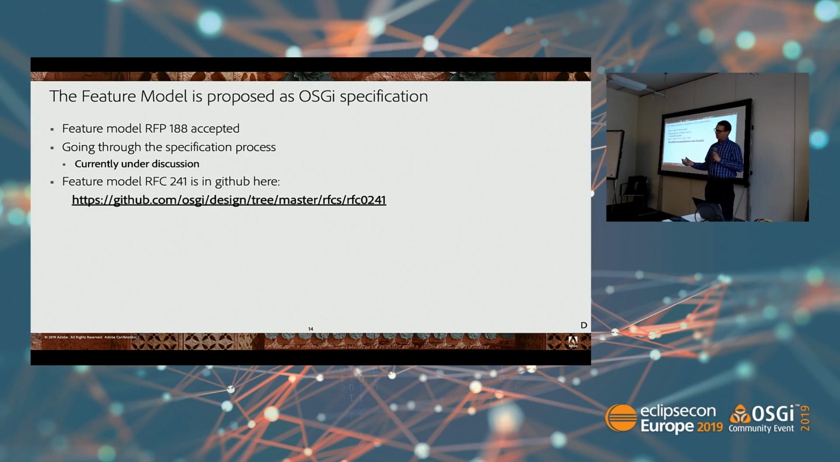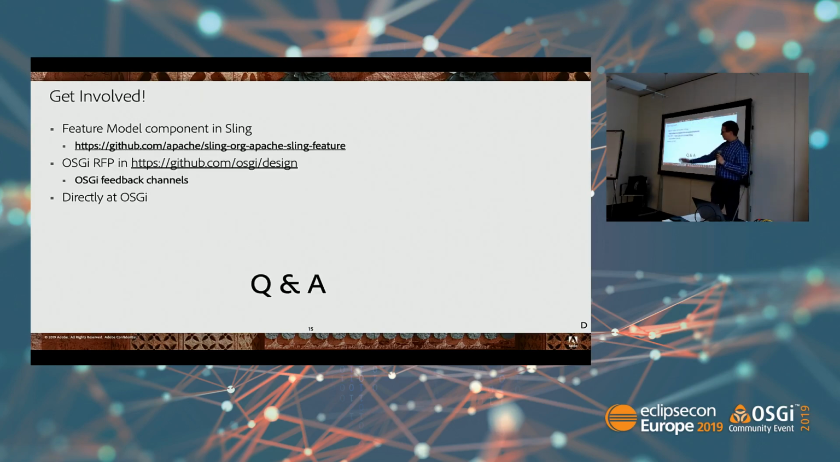There was an RFP. An RFP is like a requirements document in OSGi that has been accepted already, and currently we're working on the technical design in RFC 241. And you can see it there. Also, if you have any feedback or any thoughts, this GitHub repository contains information on how to provide that. So that's the only thing I wanted to add. Oh yeah, and also some links to Sling itself, where you can find the current implementation that we talked about.